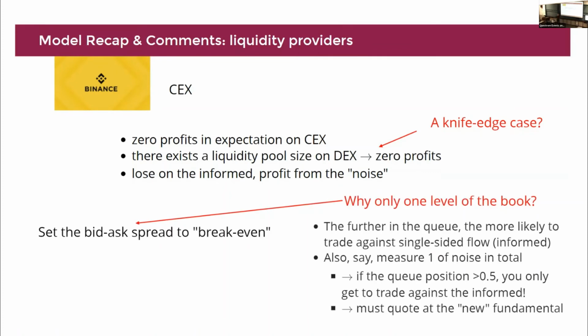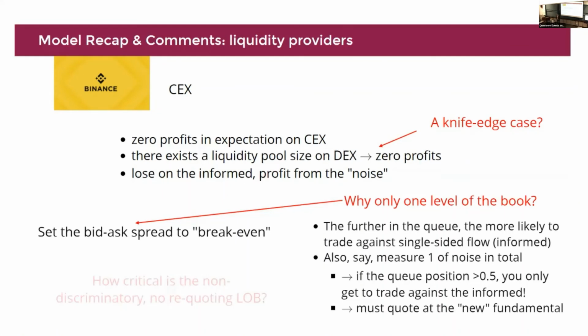And then my last comment: why only one limit on the book, or why only one level, and to what extent does it matter? Because if I'm there early on, I'm good. But if I'm late in the queue, I only get to trade if the entire train of informed traders came through the station and hit me.